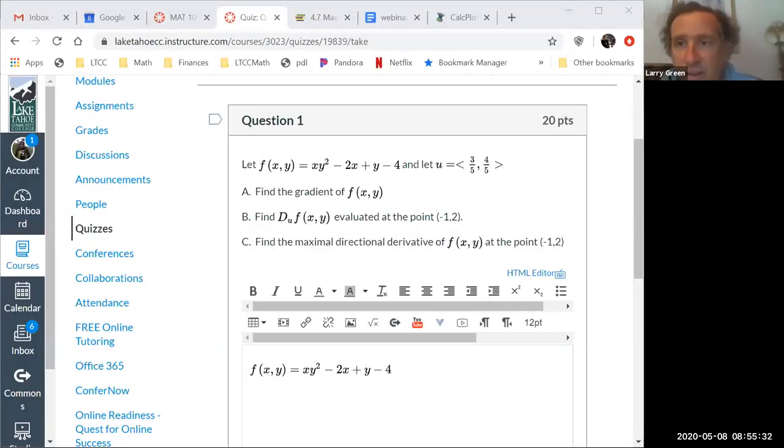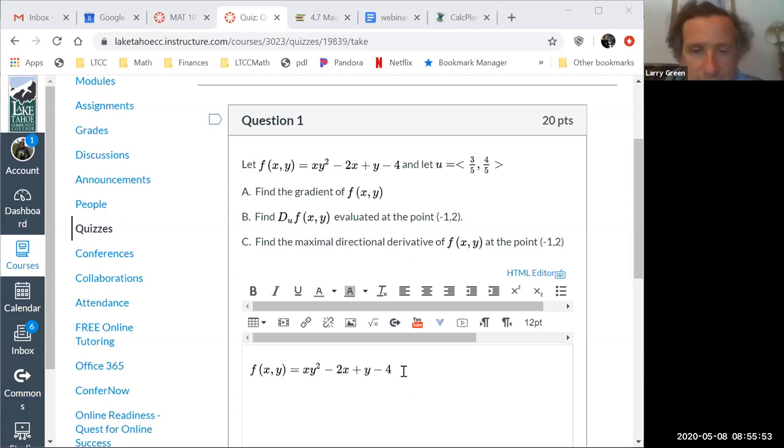Okay, so here's your quiz. And what we've got is we have our function f and we have our u, 3/5, 4/5, which by the way is a unit vector. You can check that if you want, but it's fine. 3, 4, 5 triangle basically. And the first question is find the gradient of f.